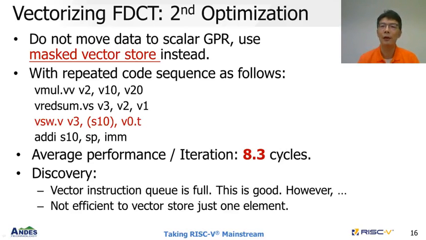After this change, the average performance of this code is improved to 8.3 cycles per iteration, and he or she found that the vector instruction queue is full for this change. But it seems that it is not efficient to vector store just one element.